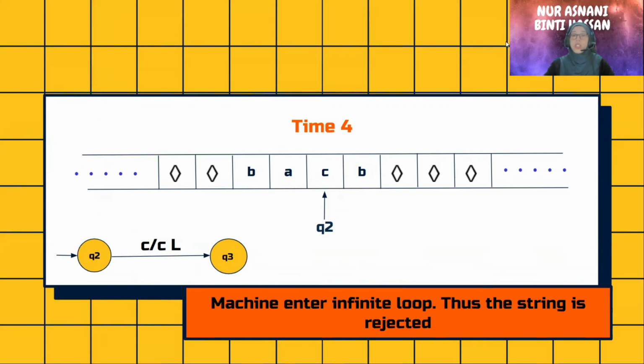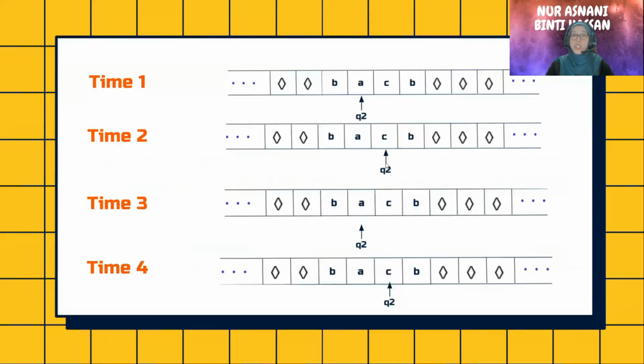This is because, as we can see, from time 1 until time 4, it will go to the symbol A. After that, we go to the symbol C at time 2. Then we'll go back again to the symbol A at time 3 and back again to the symbol C. So we can see the final state will never be reached and the machine will never halt. So the input is not accepted, and that's why we reject this string.